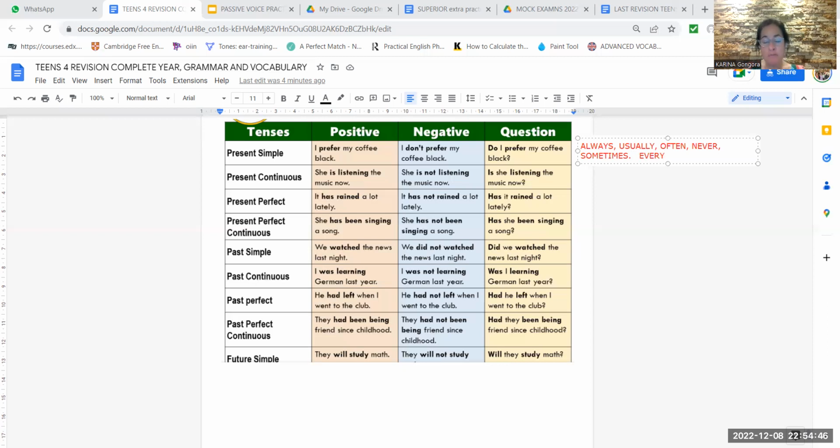So I will say every day, every night, every week, right? Every Sunday, right? All these words show frequency. So I need to pay attention and remember this is simple present.